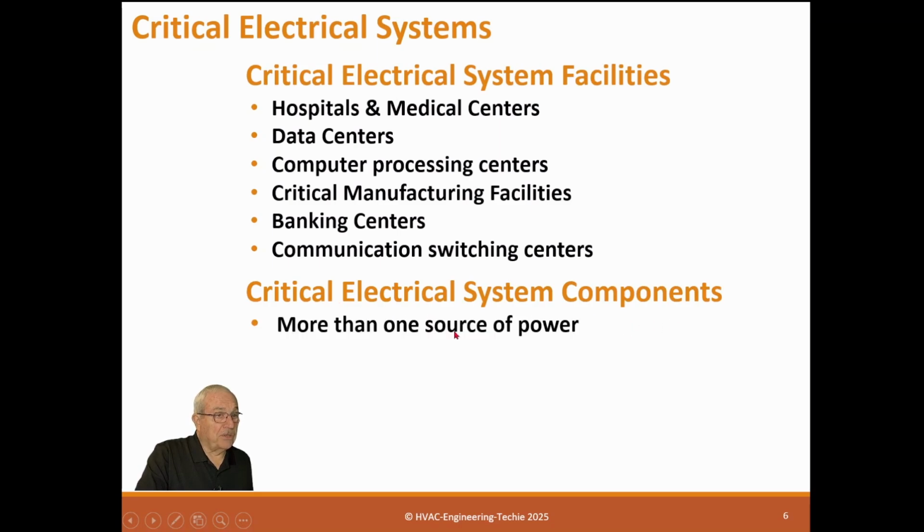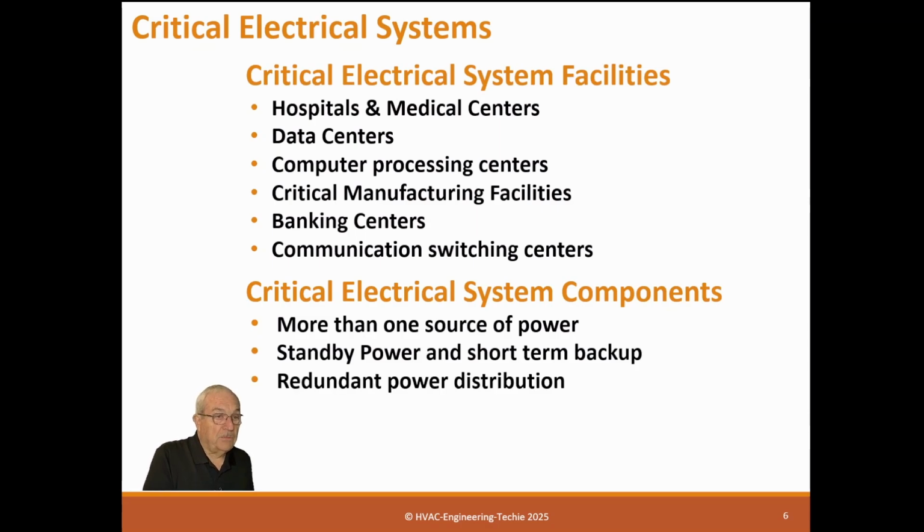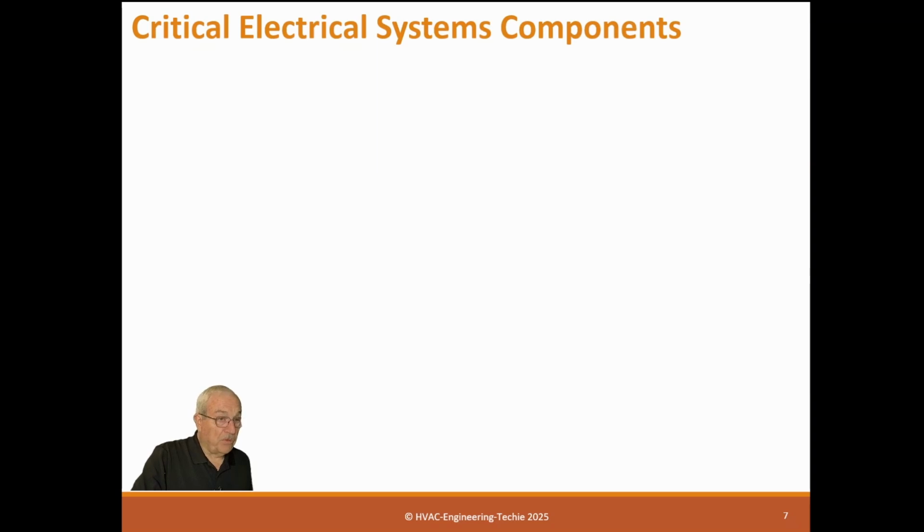Electrical components that are critical have more than one source of power. That's critical, and it's in case a utility has a transformer go down at a substation, you need to have a separate substation feeding a different source of power so that doesn't happen. Standby power and short-term backup, redundant power distribution, and it can have many more things, and we'll talk about them as we go.